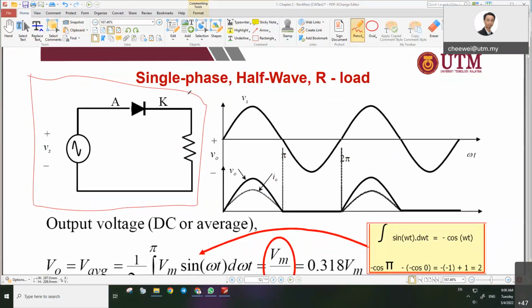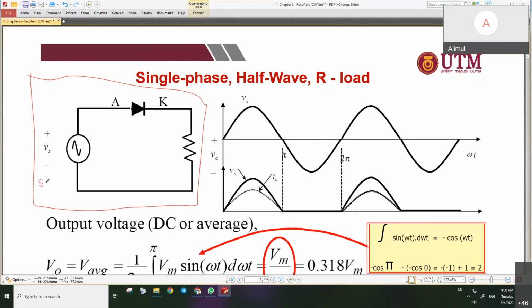There is the load. VS is the source means what? The supply, isn't it? Yes. VS is the supply and the load is? The resistance. The resistor is the load. And AK is what? What's this? Diode. A is anode, K is? Cathode.